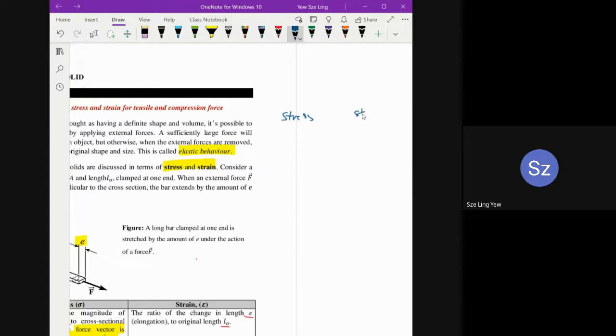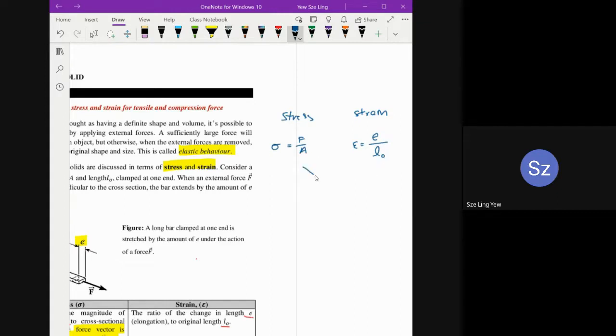Stress tells us the force over area. It is the ratio of force over area. The symbol is sigma, and sigma equals force over area. When it comes to strain, it tells us the degree of deformation, which shows the change in length, the ratio of the change in length over L naught.